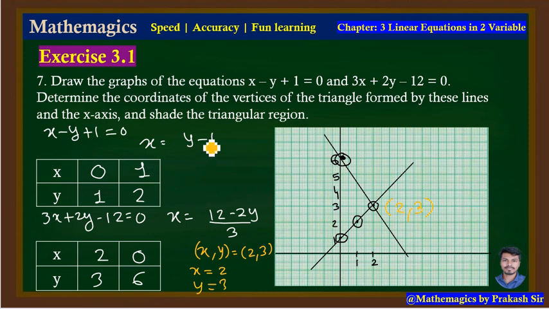So determine the coordinates of the vertices of the triangle formed by this line and the x-axis and shade the triangular region. It means we are going to prepare the triangle, or we have to identify the triangle which is formed along with the x-axis, and we are going to shade the triangular region. So let me shade this. I hope the shading is done properly and you have understood the concept.